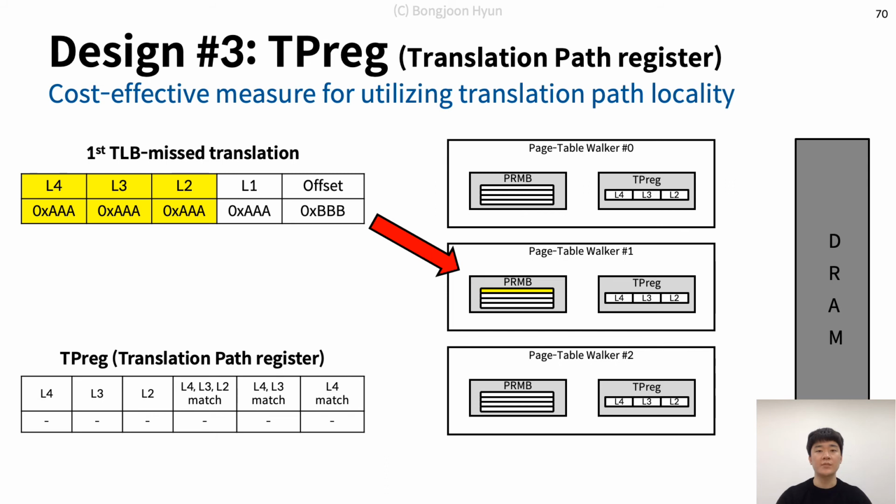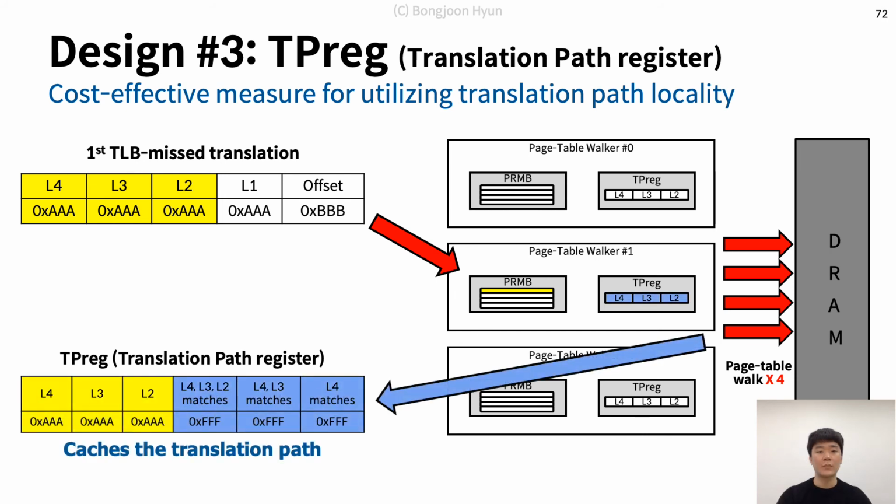Then the TLB mistranslation is assigned to a page table walker, and the page table walker walks the page table 4 times since we assume a 4-level page table walk. When all of the page table walks finish, its results for the L4, L3, L2 page table walks are cached in the translation path register, similar to how conventional MMU caches work.